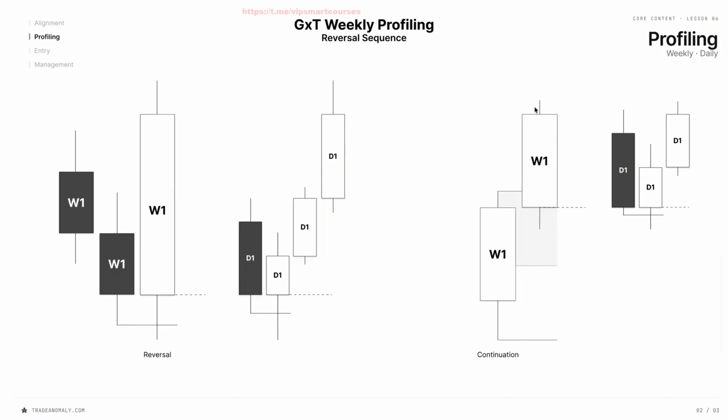Now let's get into expansion candle. So this is when we do not open up within an aligned swing. So the low of the week has to be formed from one, right?